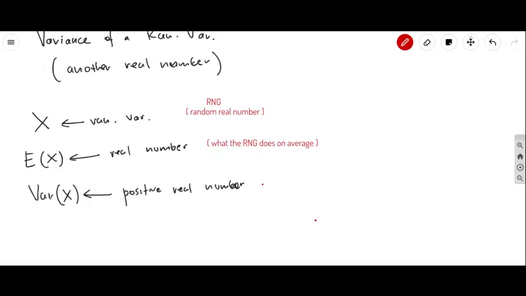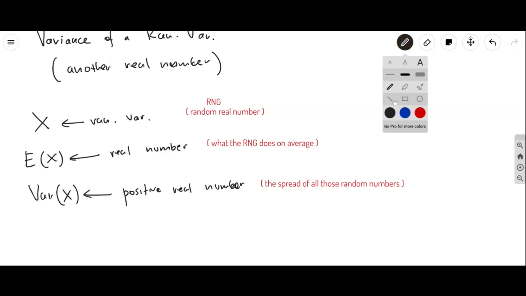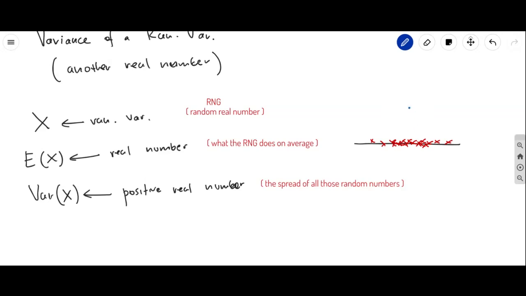And the variance measures the spread of all those random numbers. How much are they spread out? So to draw some pictures, here's the real line. And on the real line, you have a bunch of random numbers. And then you realize that most of them appear somewhere in the middle most of the time. There's not that many on the outside. And if you were to average them out, maybe this is where the average is. That's what happens usually, on average. And the variance just measures how spread out the random numbers are.